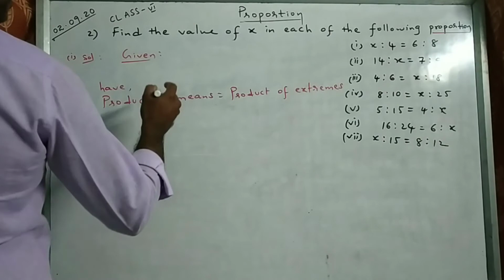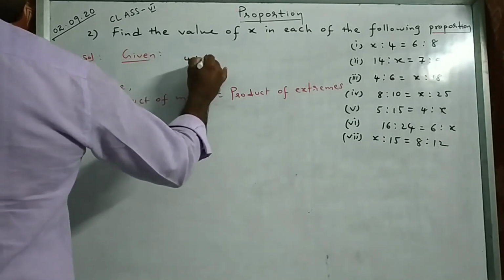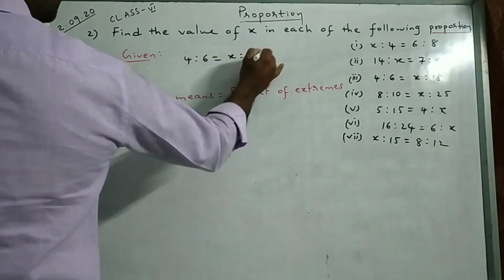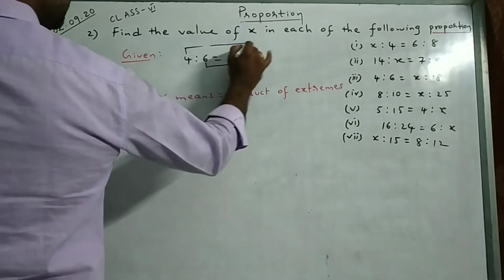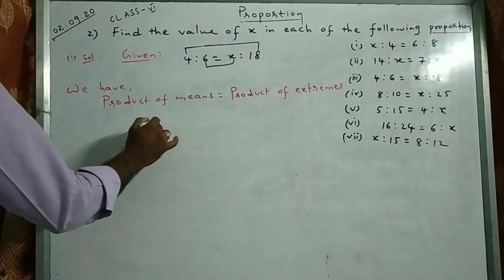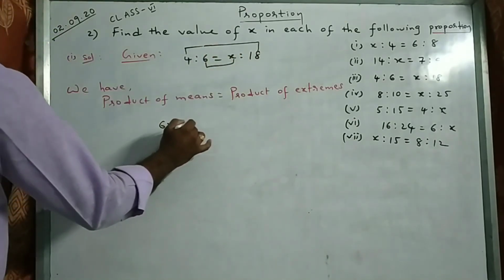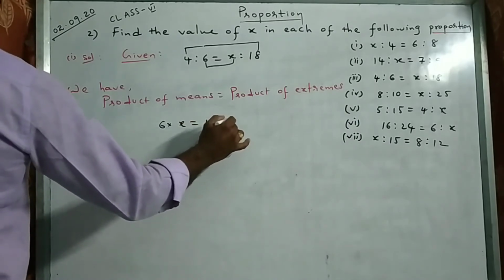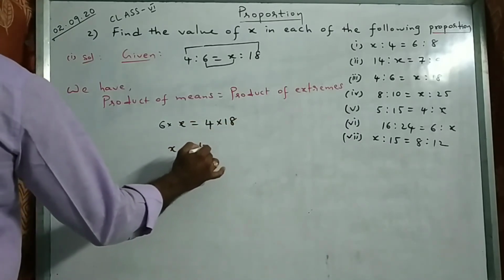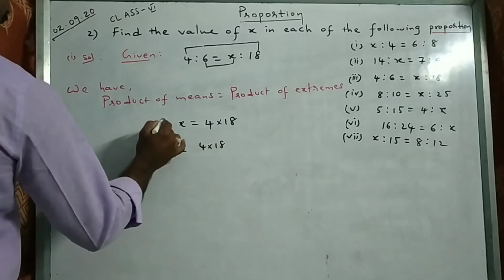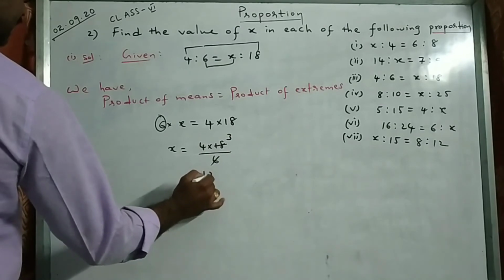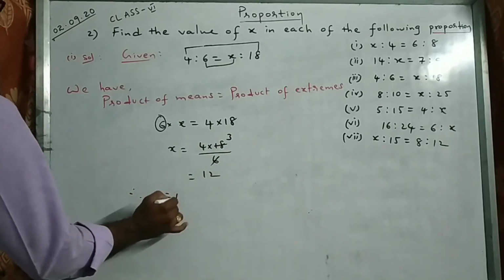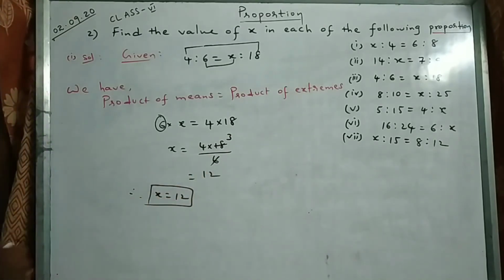What next? 4 is to 6 equal to x is to 18. So what are the means here? 6 and x, extremes 4 and 18. So product of means: 6 into x equal to 4 into 18. So x value is 4 into 18, and this 6 goes that side, divided by 6. 6 ones are 6, 6 threes are 18, 4 threes are 12. Therefore, the value of x here is 12. Easy, no? You can try this yourself.